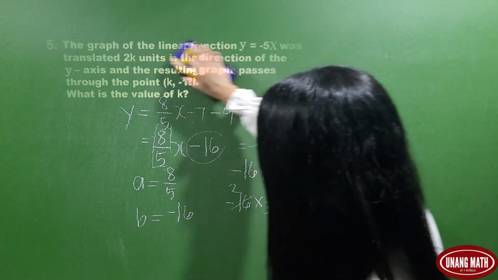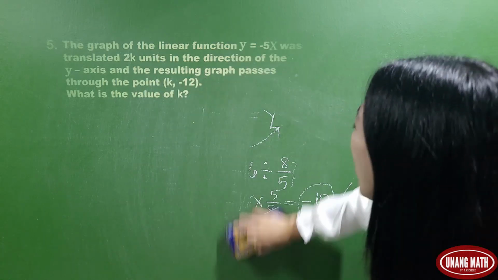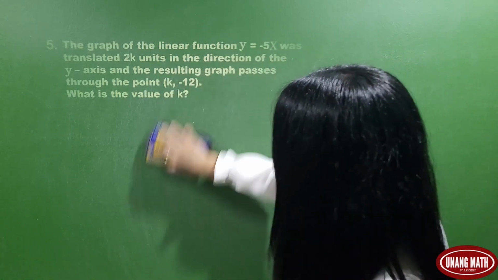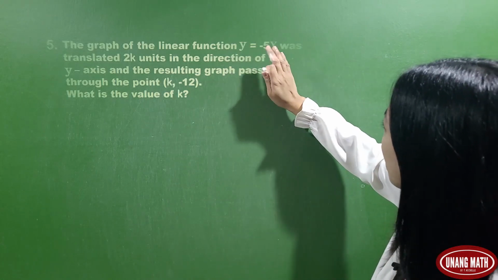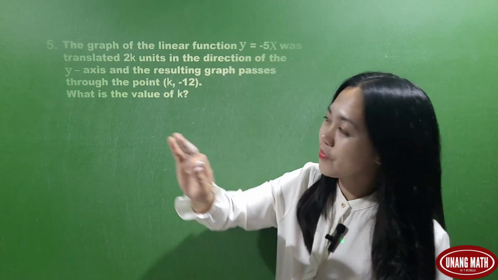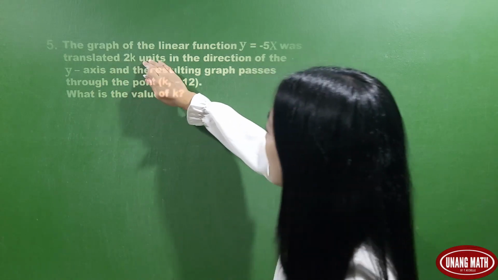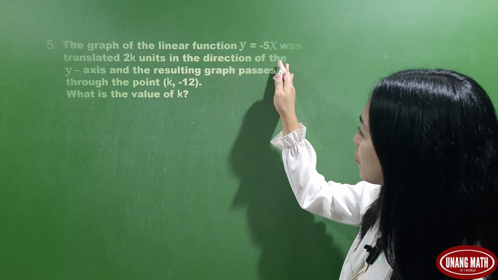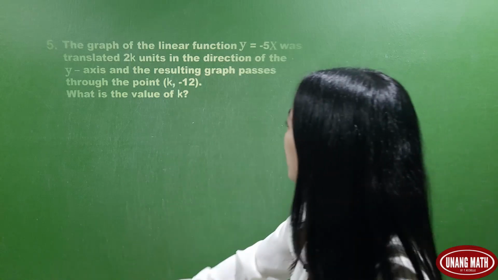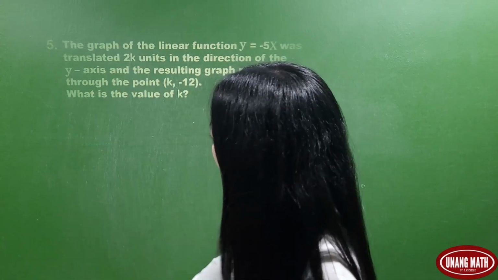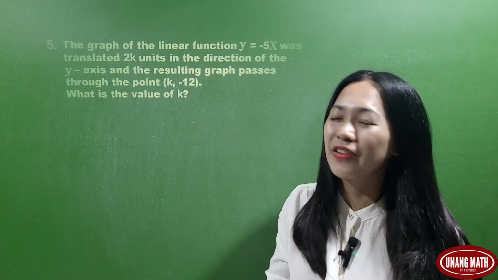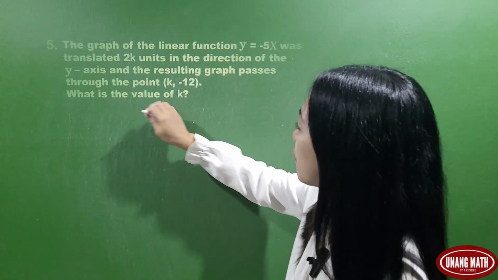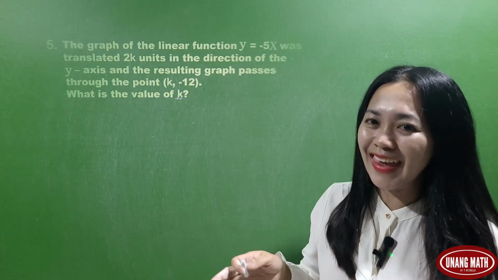Okay, and for our last problem, we have the graph of the linear function y = -5x translated 2k units in the direction of the y-axis. The resulting graph passes through the point (k, -12). We are looking for the value of k.